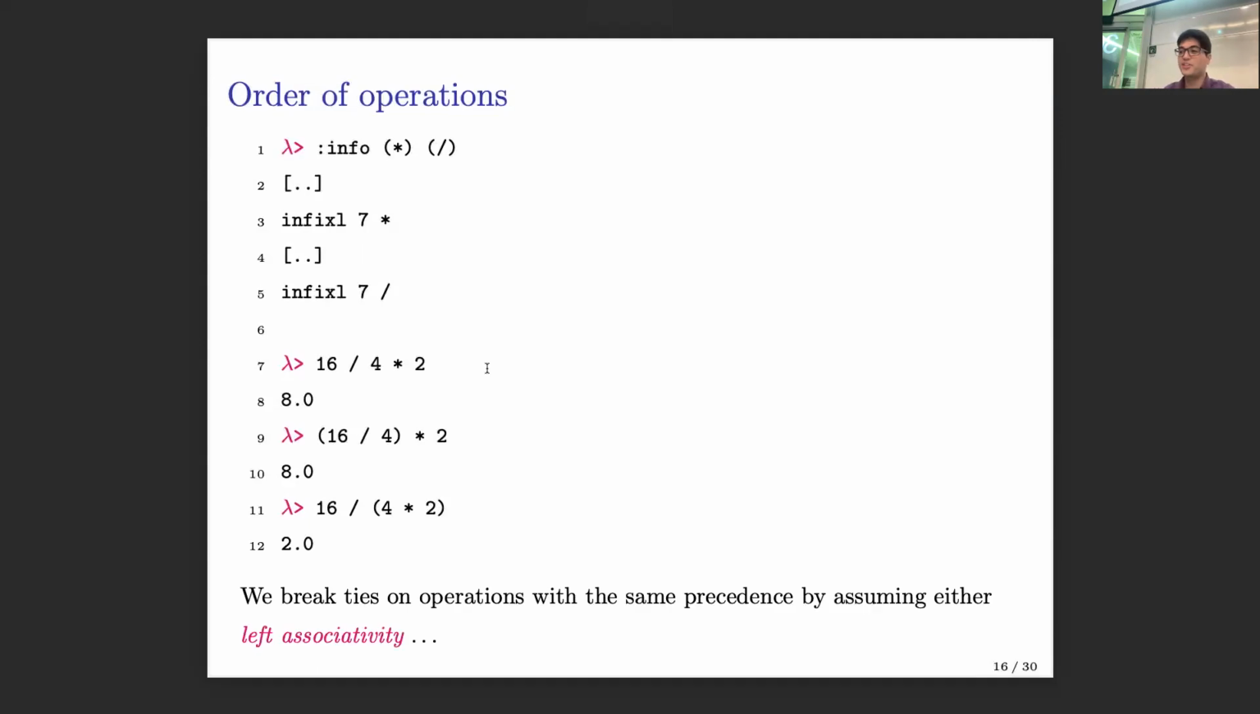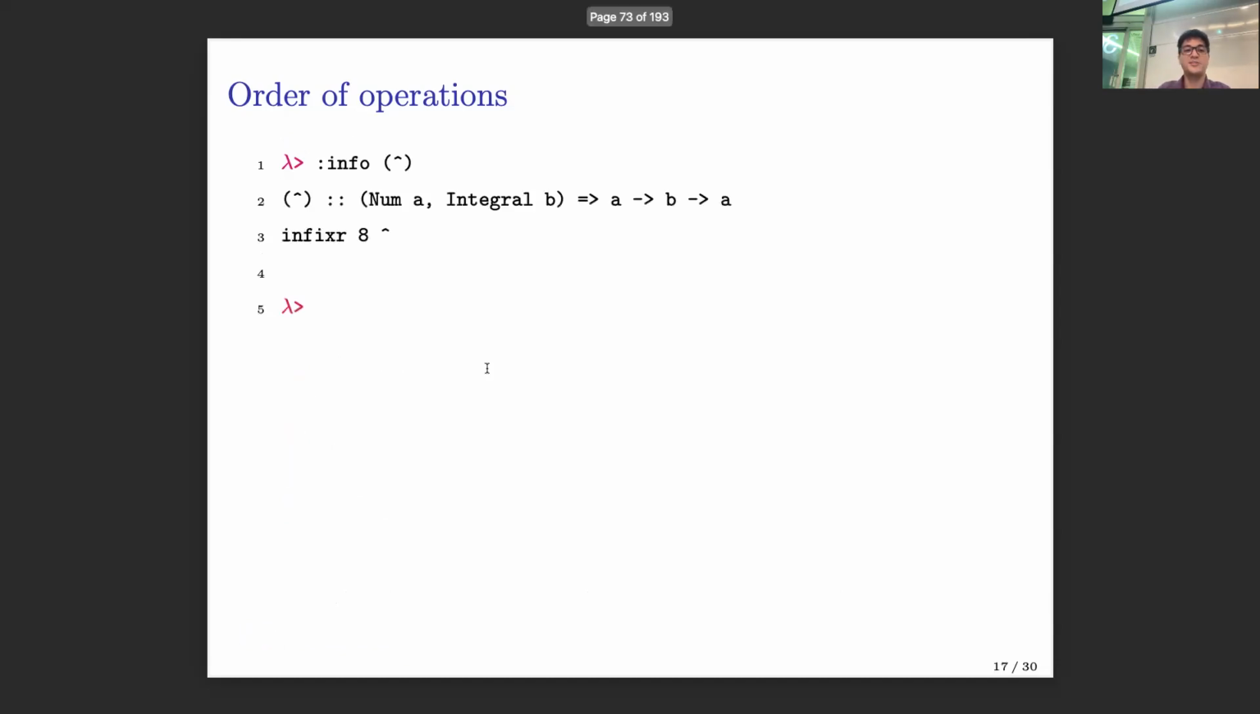So we break ties on operations with the same precedence by assuming either left associativity or right associativity. So this is what it means to be right associative. So exponentiation is right associative. So this either means 4 cubed squared or 4 to the 9. So is it 4 cubed squared or 4 to the 9, given that this is right associative?